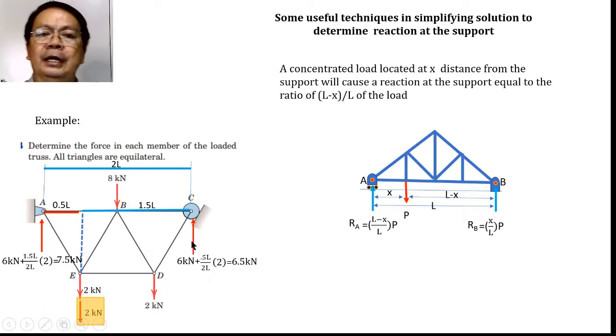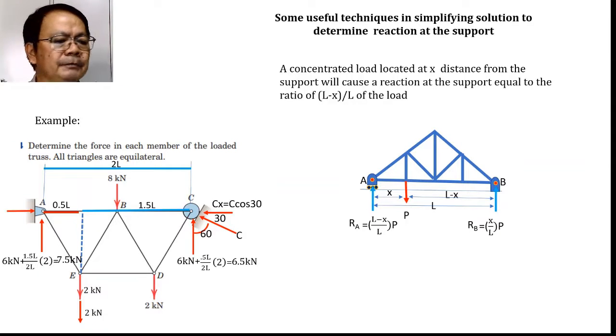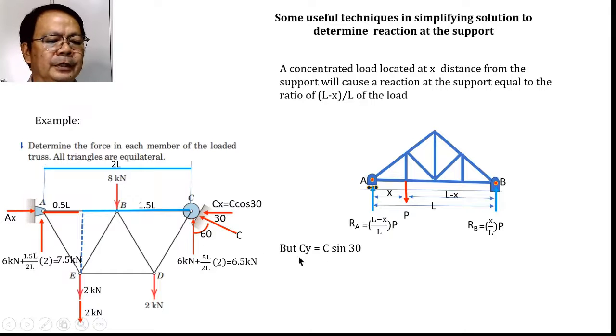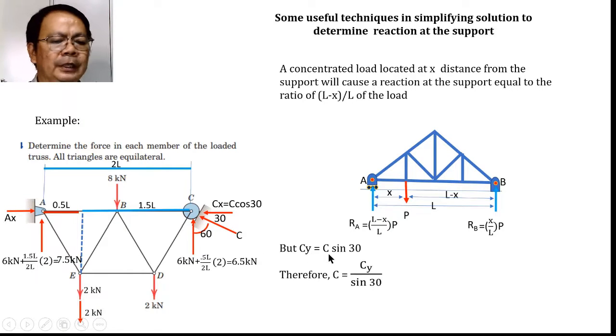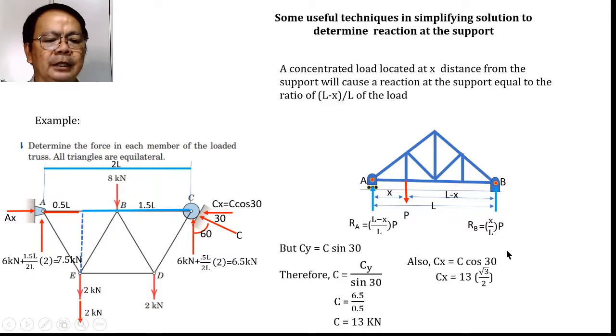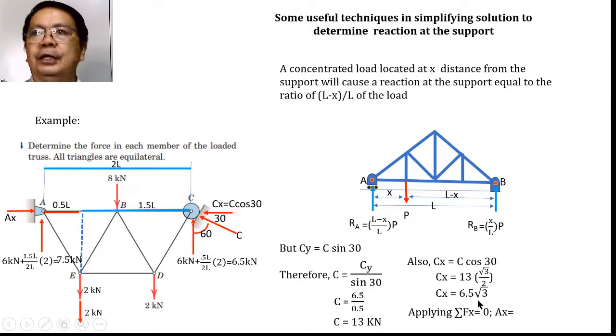Kunwari, dito tayo nag-solve. So, we have to compute for the reaction at C. Okay? We have to compute for the reaction at C, where C is equal to, ito yung ibinalik ko lang yung relation, ano? Ang value ng ating C sub Y natin dito will be equal to C sine of 30. If C sub Y is already computed, we can solve for C, that is 13 kN. And then similarly, yung C sub X natin will be C cosine of 30, and that gives us, okay, 6.5 multiplied by the square root of 3.